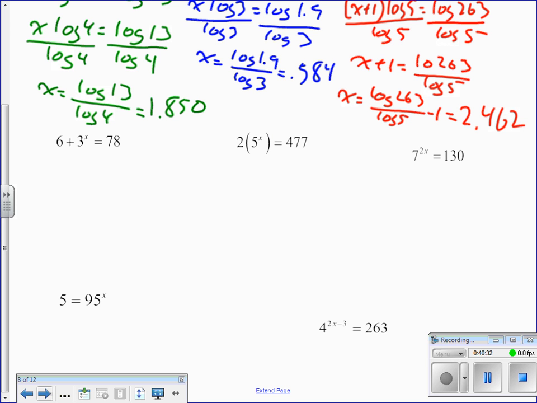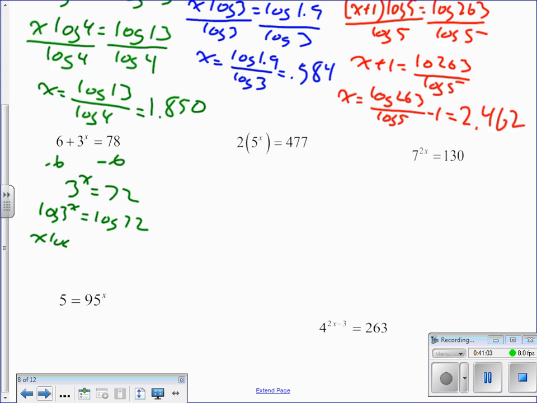What do you think I need to do on the next step? What do I need to do first? Subtract 6 from both sides. I have to get the power part by itself before I can do that. So I subtract 6. 3 to the x is equal to 72. Now I take the log of both sides. Log of 3 to the x is equal to the log of 72.